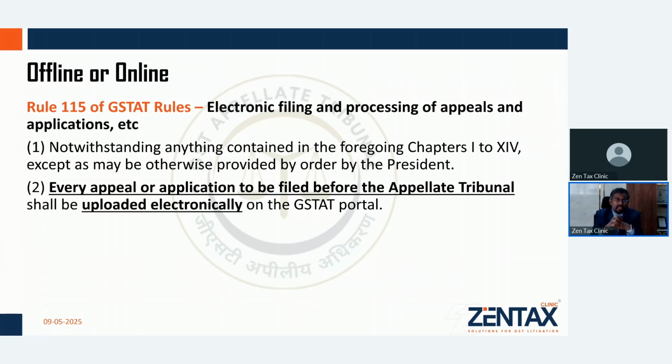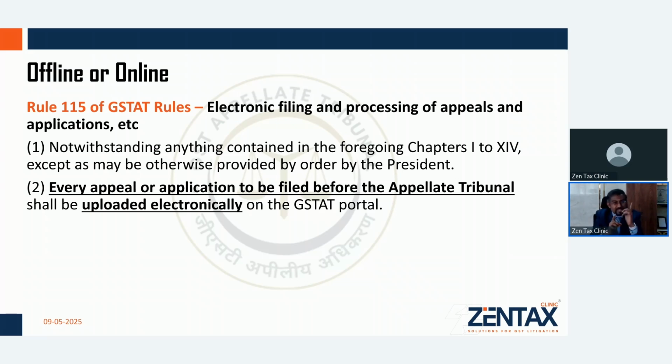Then it goes on to say, every appeal or application to be filed before the appellate tribunal shall be uploaded electronically on the GSTAT portal. So therefore, it becomes very clear that the appeal to the tribunal is to be filed online.